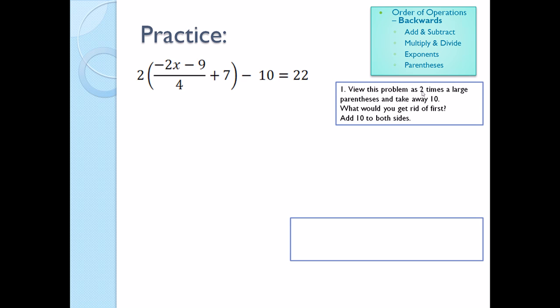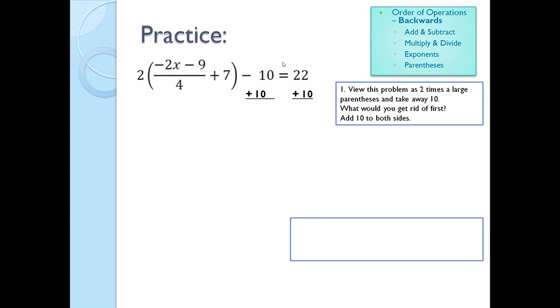So when we look at this problem, it's 2 times. So I've got multiplying, I've got a large parentheses, and I've got take away 10. So there's my takeaway, there's my multiply, there's my parentheses. What gets out first? The takeaway. So we're going to add 10 to both sides. The opposite of subtracting 10 is to add 10. And again, it's both sides of the equal sign. That's how you know where the sides are.